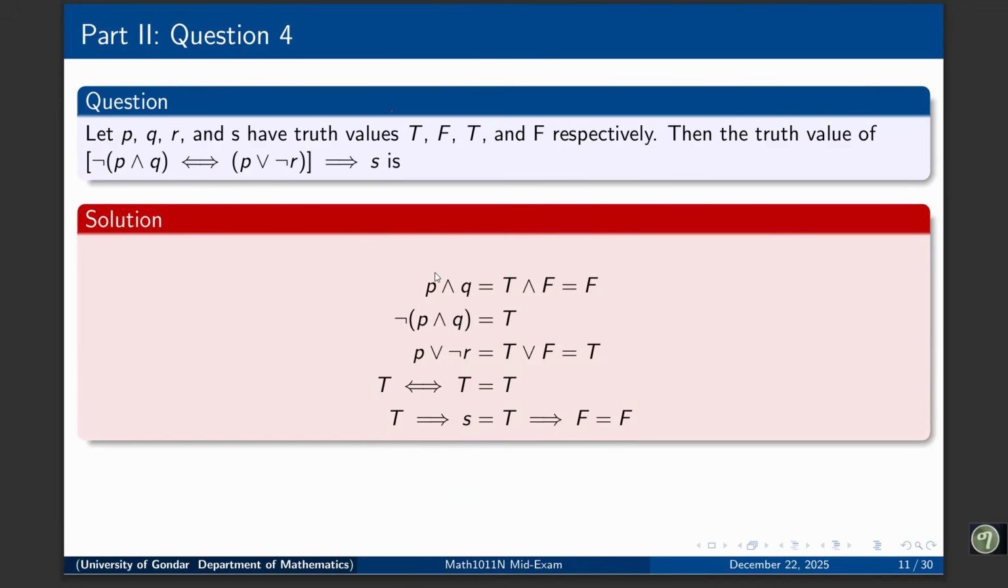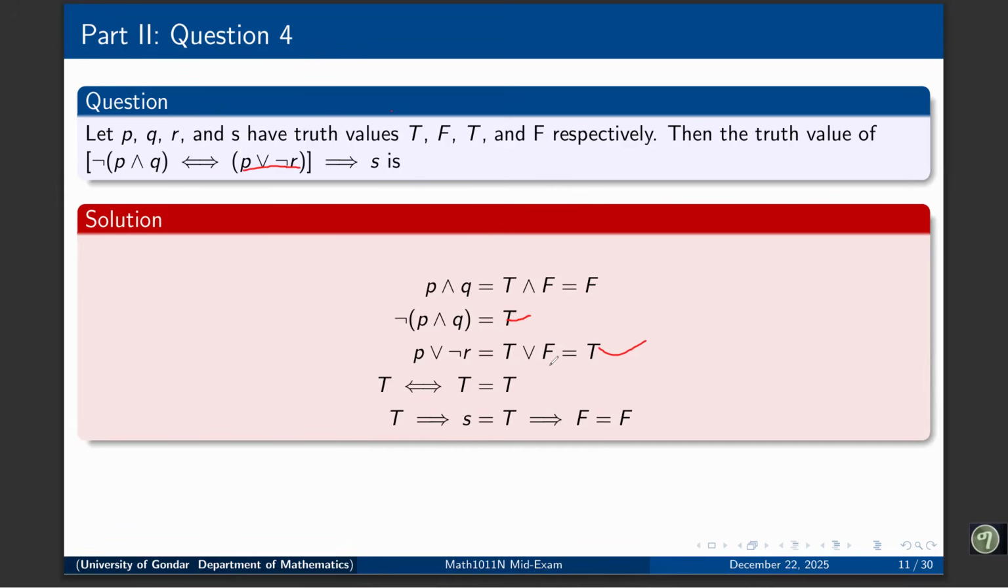For example, P and Q, the first one. We know that P is true and Q is false, so true and false is false. The negation of false becomes true. And P or negation of R: the truth value of P is again true, and the truth value of R, the third one, is true, but its negation will be false, so true or false will be true.